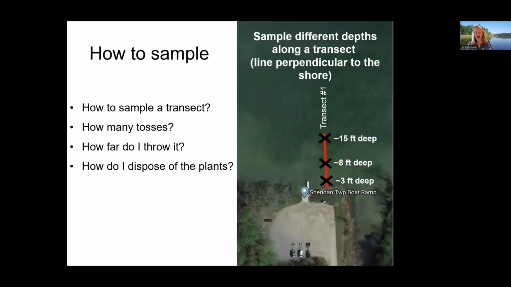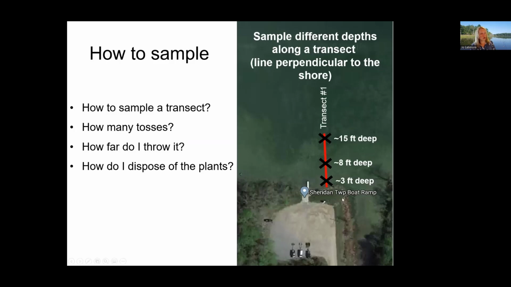All right. Now, how do you actually do the sampling? Well, I want to define the word transect, because I've mentioned it a couple of times, and it's important in what we're talking about. It's the reason why we draw lines on the maps instead of just having a point to sample. Often different kinds of aquatic plants grow better in different water depths. So instead of just sampling at the shore, we recommend that you sample at a few different depths along a transect, which is an imaginary line that's perpendicular to the shore.